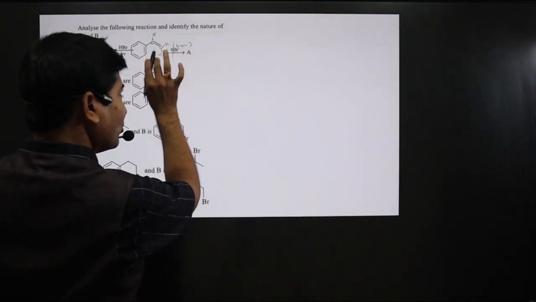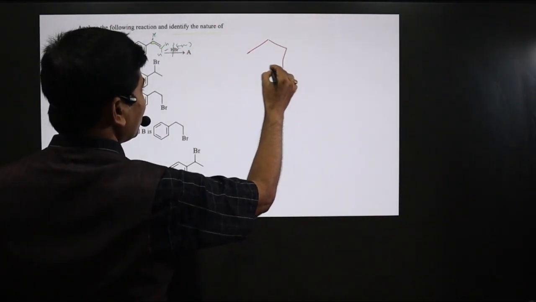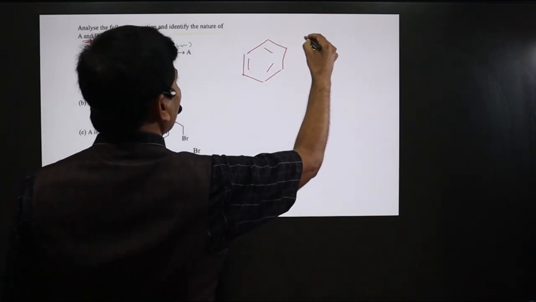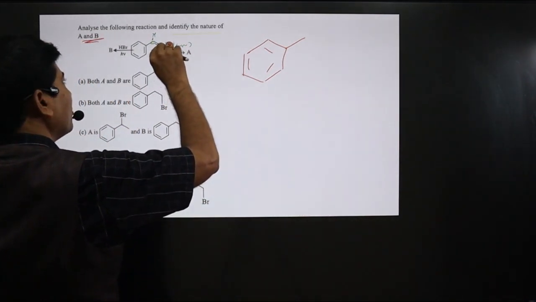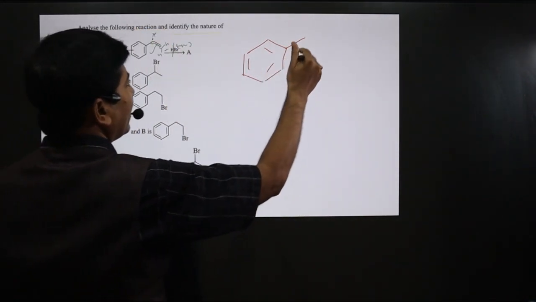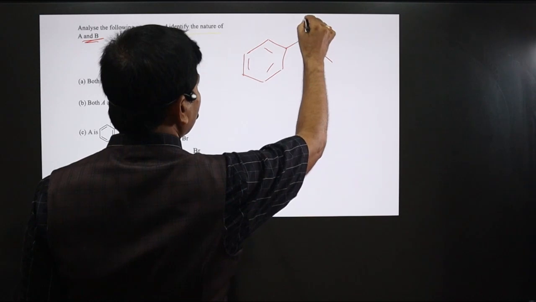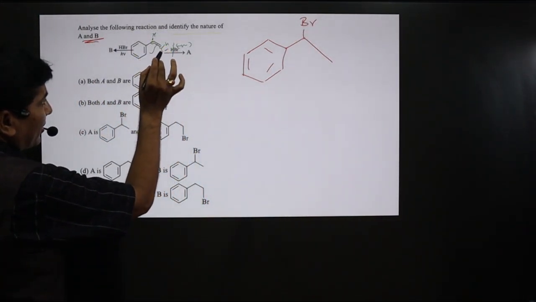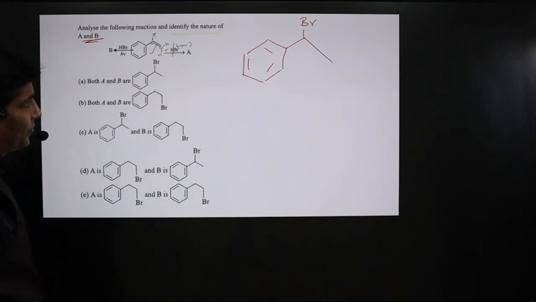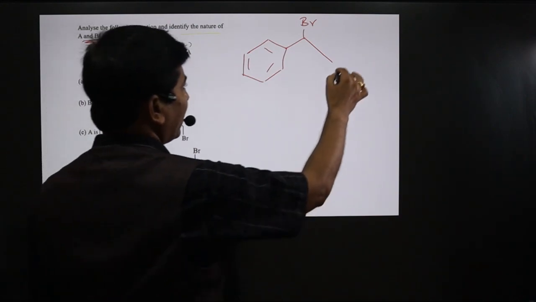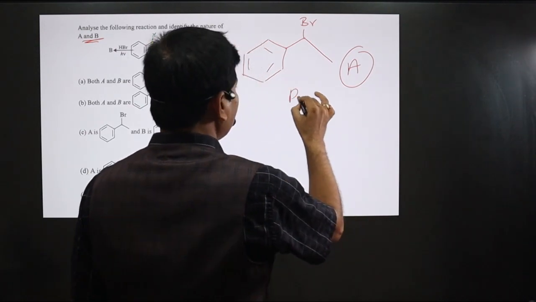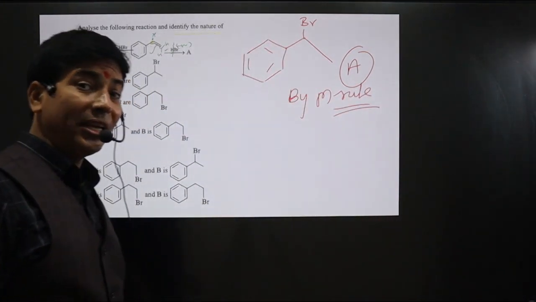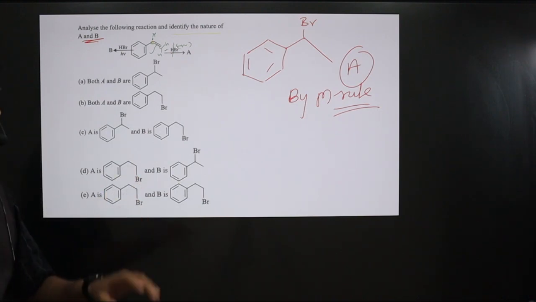In this case, we have the benzene ring, keep the benzene ring. Now the double bond is broken, and here Br will attach. If Br attaches to this carbon, then hydrogen will attach to the CH2. This is the A product. We got the A product, and the reaction is completed by the Markovnikov rule. Only HBr is there, there is no peroxide effect.